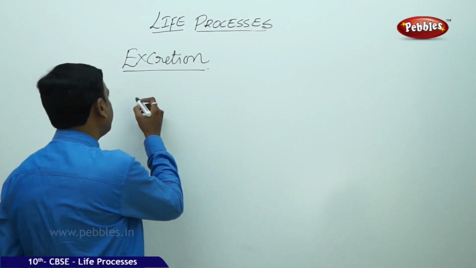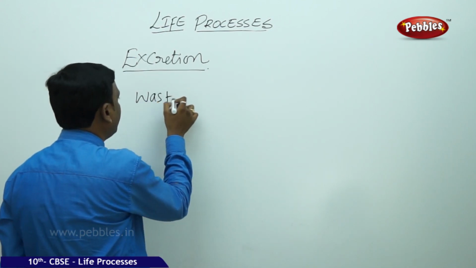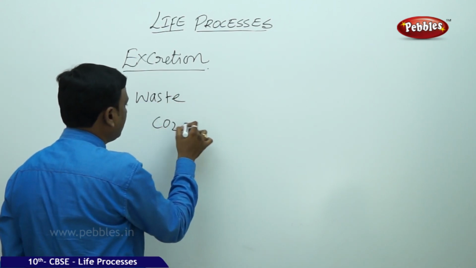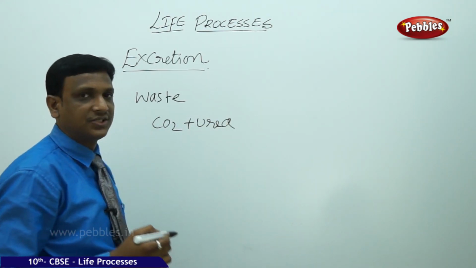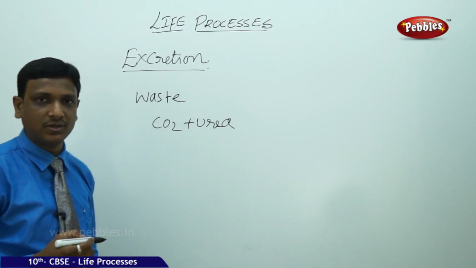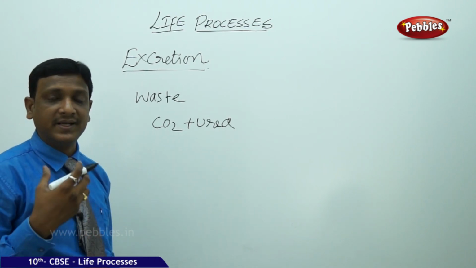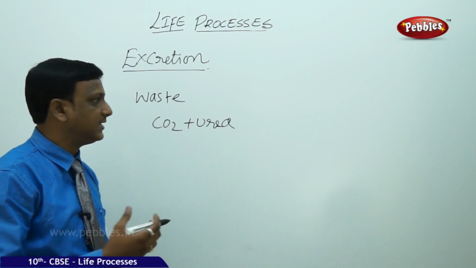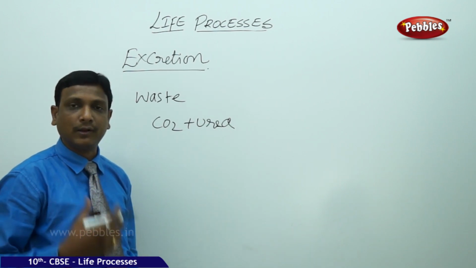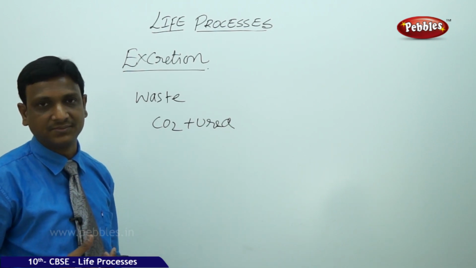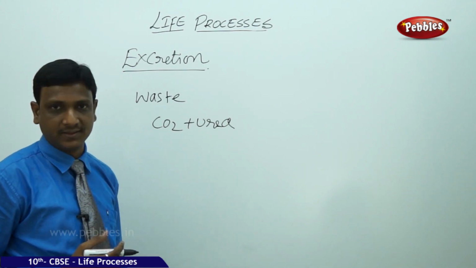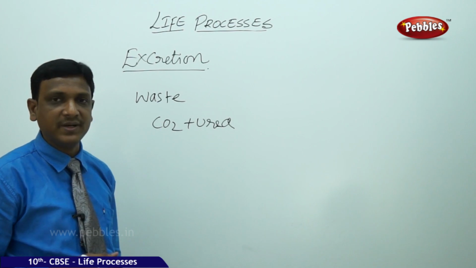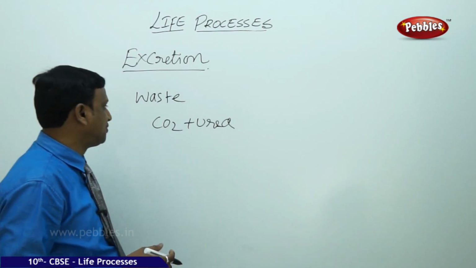Along with the energy, what is released? Waste is released. Waste is produced in the form of carbon dioxide, urea and other materials. But this waste cannot stay back in the body for a long time. It is a harmful material. If these materials stay in our blood for a long duration, they may affect our health and systems. So these materials are to be sent out of the body. So how is it done? The elimination of waste materials out of our body is called excretion.